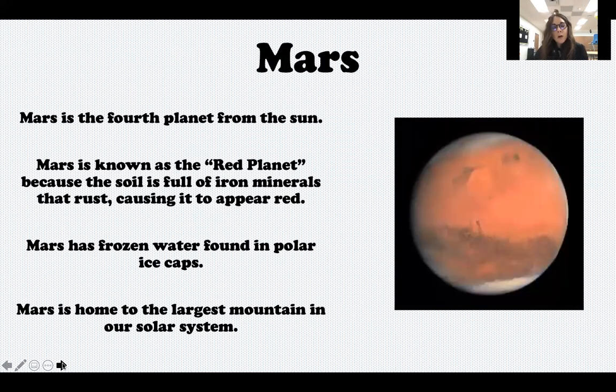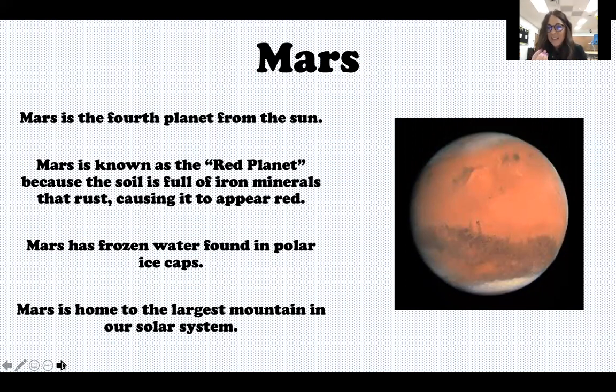Then we come to Mars, our last inner planet. Mars is the fourth planet from the sun. Mars is known as the red planet. This is because the soil is full of iron minerals that rust, and that's what gives it that reddish color.